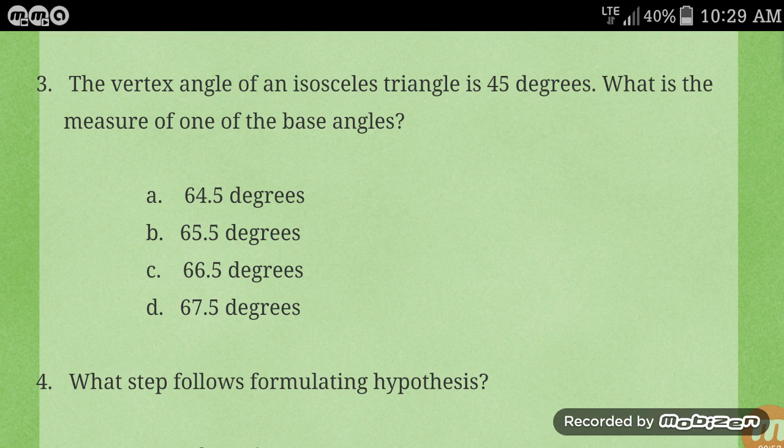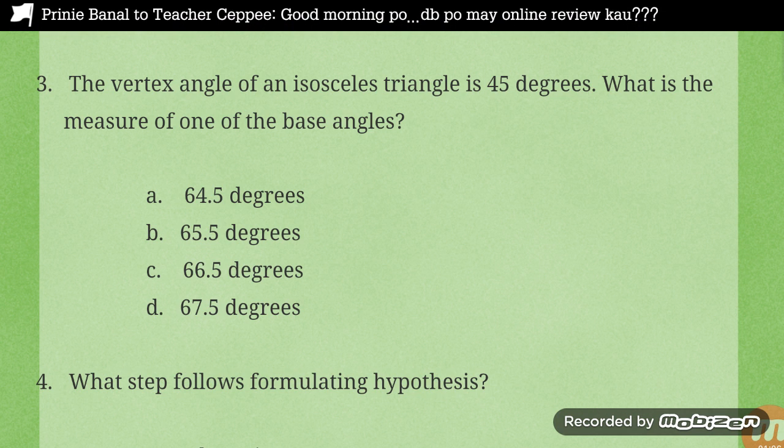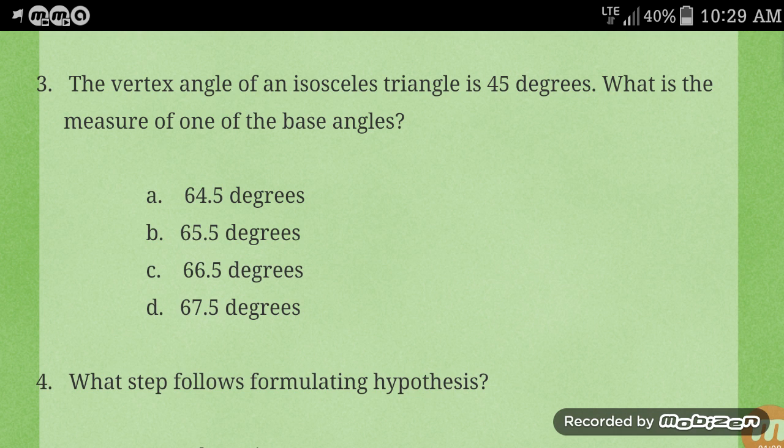The vertex of the isosceles triangle is 45 degrees. Okay, so remember, it's an isosceles triangle. The two legs are congruent and the two base angles are congruent. And the vertex is the other angle, which is not similar to the others. So we have here 45. So what is the measure of one of the base angles?